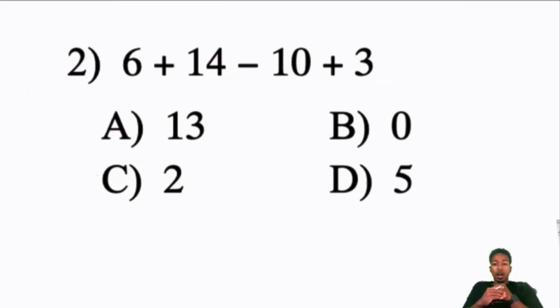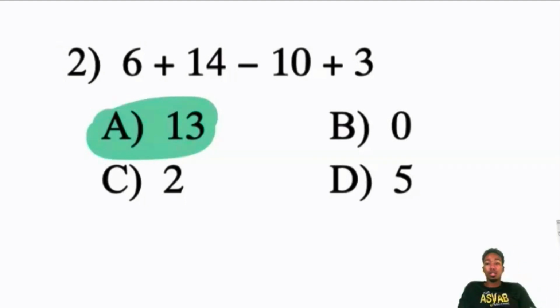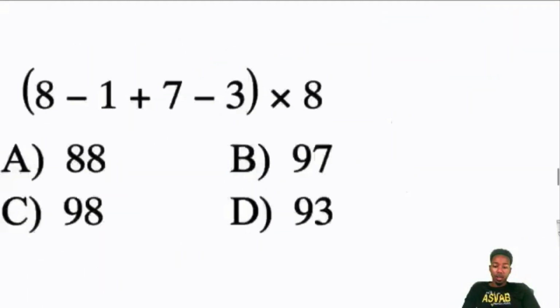So next, number two. So here it's all addition and subtraction. So just go left to right. 6 plus 14, 20. Minus 10, 10. Plus 3, 13. So yeah, number one was 29. Number two, A, again, 13.